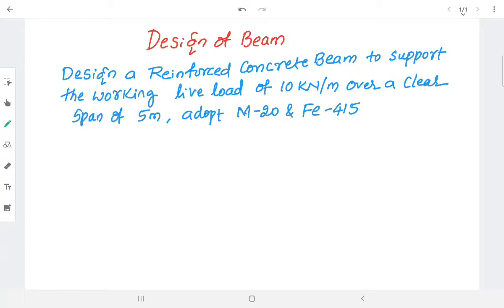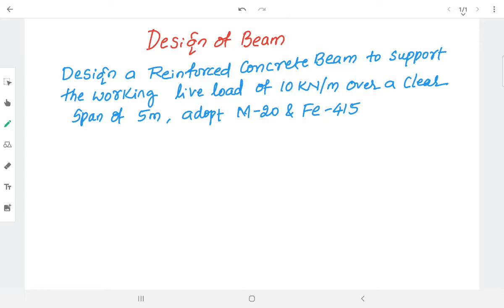Hi all. Today we'll be discussing the design of beam. Okay, this is another module. Whatever we discussed in the previous sessions, that is analysis of beam, we have done. Still we have not discussed the T beam as well as the shear strength of RC sections.